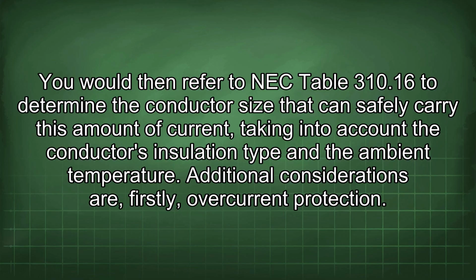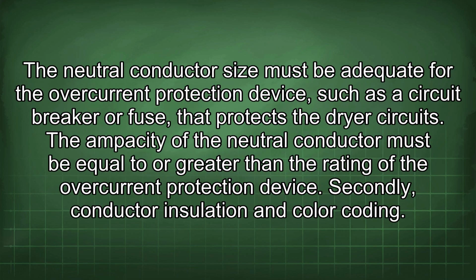Additional considerations are: firstly, overcurrent protection. The neutral conductor size must be adequate for the overcurrent protection device, such as a circuit breaker or fuse, that protects the dryer circuits. The ampacity of the neutral conductor must be equal to or greater than the rating of the overcurrent protection device.